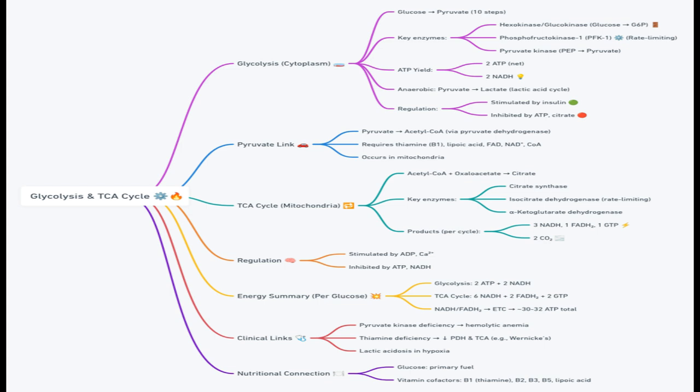The mind map on the TCA cycle is very simple. Think of the whole pathway. From pyruvate, you get acetyl CoA. Acetyl CoA joins with oxaloacetate via the enzyme citrate synthase, and then you get citrate, and from citrate to isocitrate to alpha ketoglutarate, and from there to succinyl CoA, and then to succinate, to fumarate, and finally to malate.